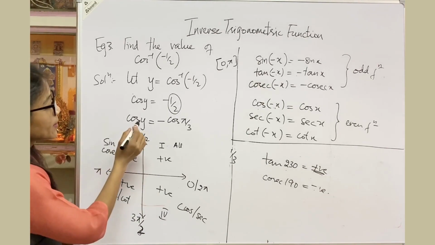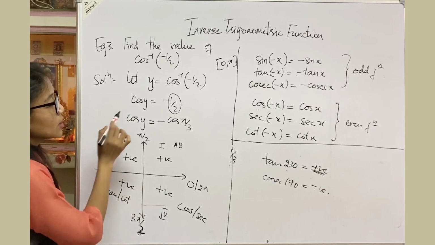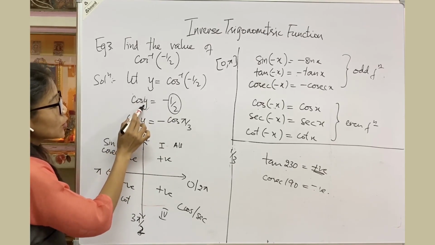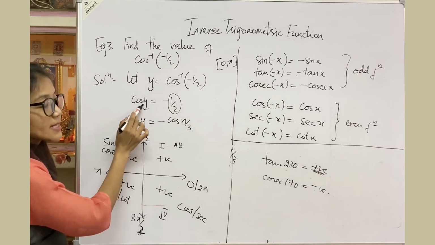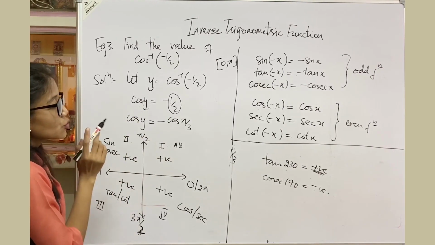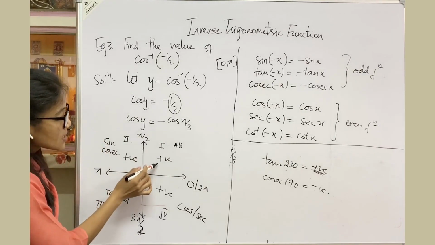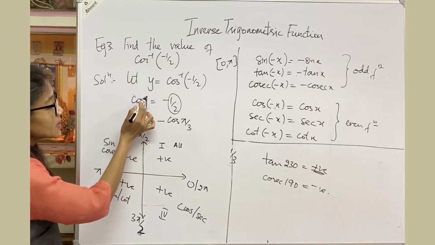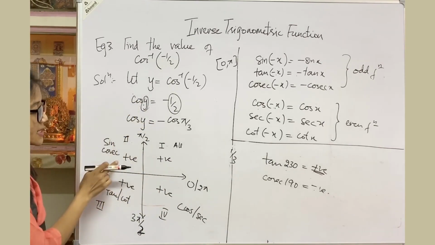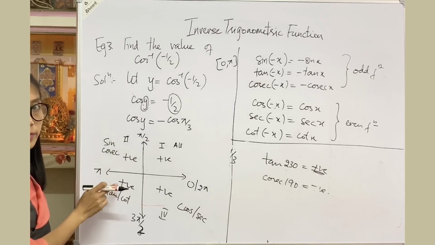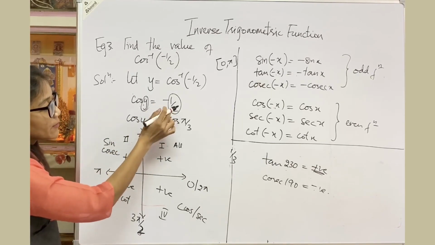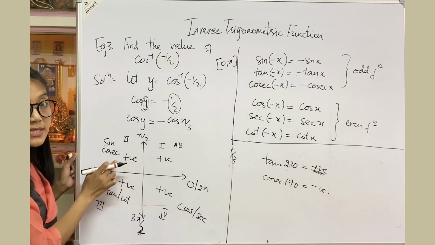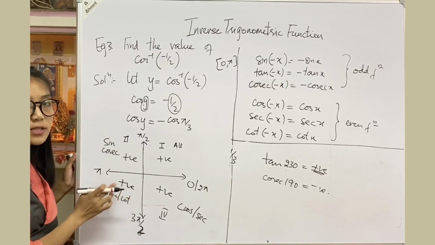Okay, now look here. Cos of angle y is negative half, which means for some value of y, where y is the angle, you are getting a negative value. So now we have two options. In the first quadrant, cos is positive. In the fourth quadrant, cos is positive. So this y either lies in the second quadrant or in the third quadrant, because we are getting a negative value here. In both of these quadrants, cos is negative.